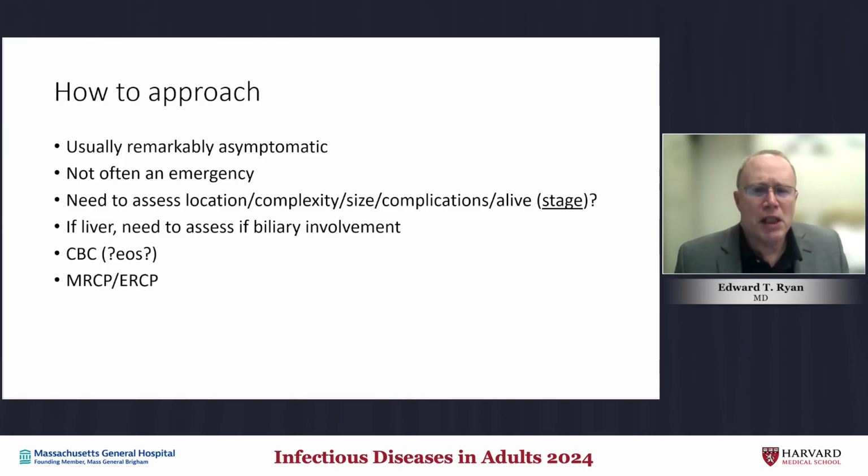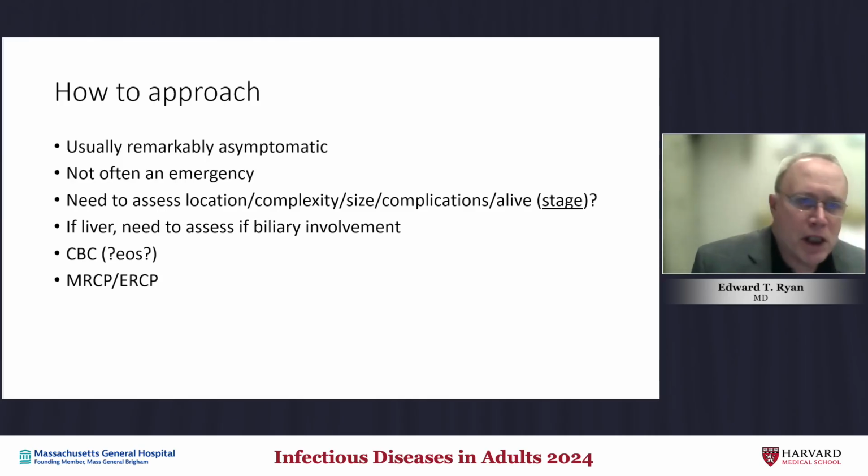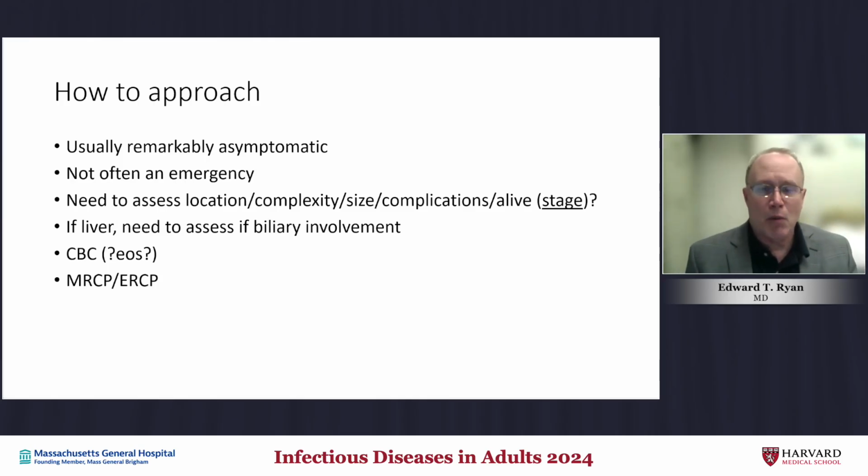You can look at a CBC. If it hasn't leaked, they won't have eosinophils. But if you see eosinophils, that suggests it's leaking somewhere, and that kicks the ante up a little for what you want to do, because those are the people who can anaphylax once they've been sensitized, and it suggests that there is leakage going on. So you probably have to do something mechanical. And I talked about the MRCP or ERCP.